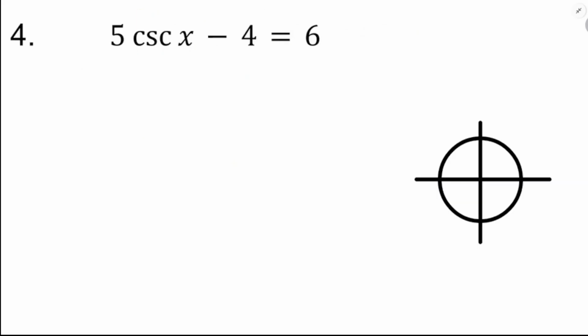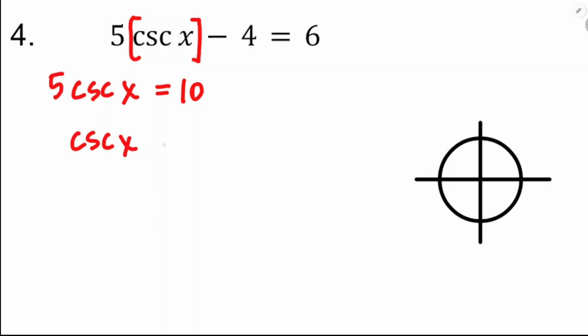Now the next one, I'm going to do the same thing, work to isolate the cosecant x, and then I'll want to turn it into sine using that identity. So first I'm going to add 4 to both sides. So 5 cosecant x equals 10. And then I'm going to divide both sides by 5, and cosecant x will equal 10 divided by 5, which is 2. Okay.